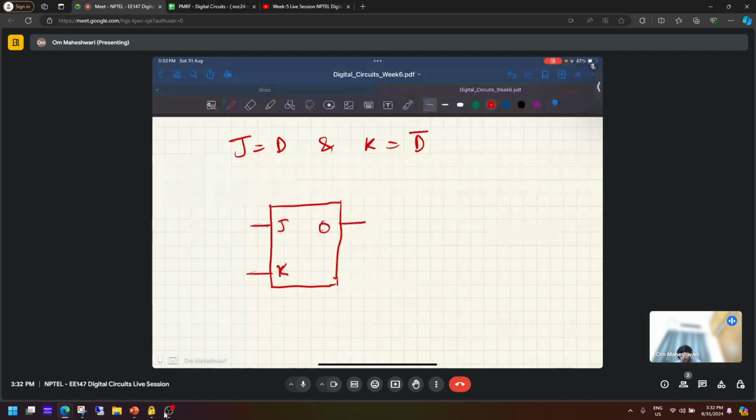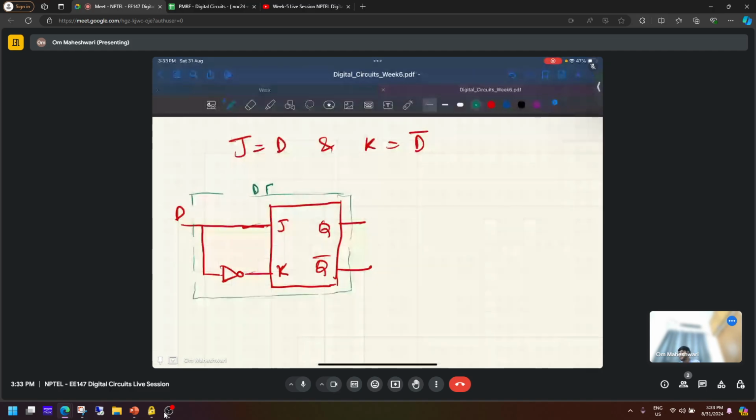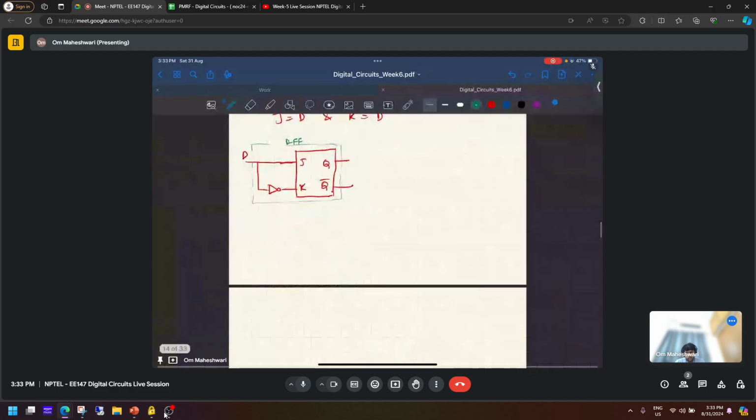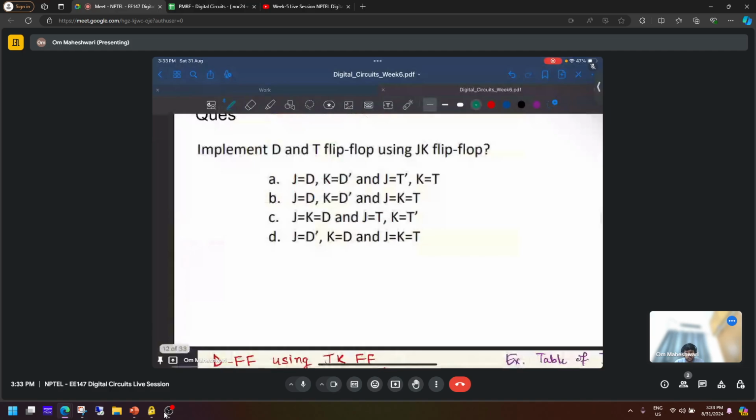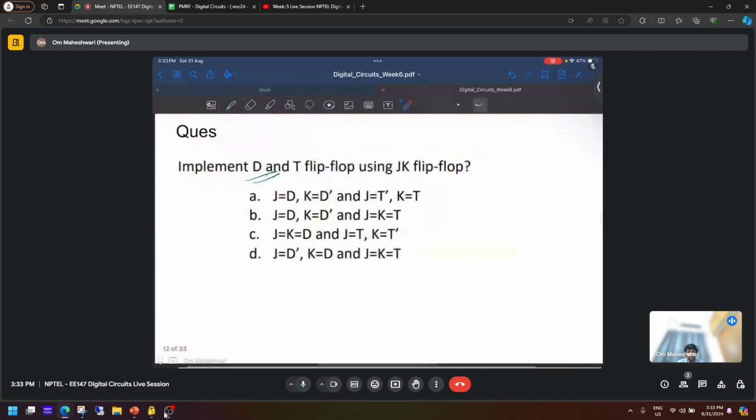So we have J equals D and K equals D bar. Now this is your D flip-flop, which is made from a JK flip-flop. So we have implemented D. A similar thing we have to do for the T flip-flop, also using the JK flip-flop.